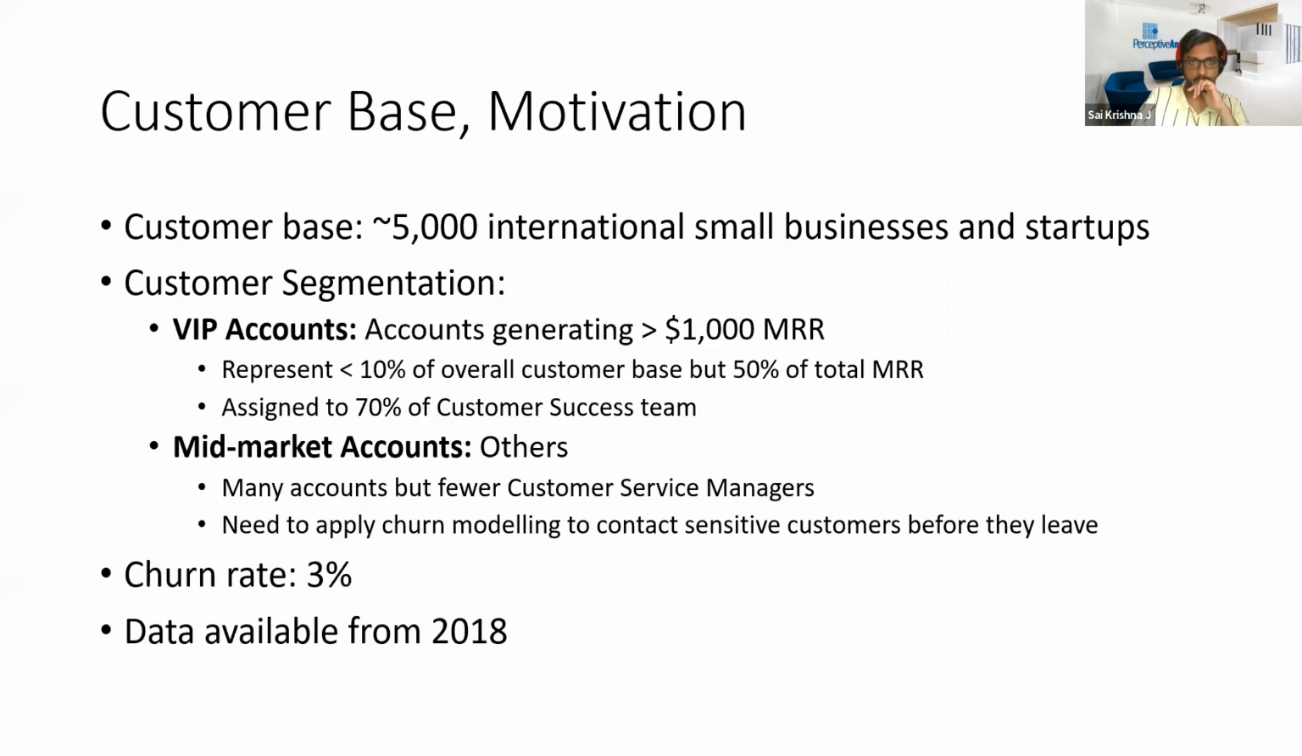Okay, we move on. So why did they pick up this churn modeling project? Looking at the customer base will give us an idea of why they wanted to do it. They have around 5,000 international customers, and these customers are small businesses or startup companies. They segment their customers into two types. Any customer generating more than $1,000 in monthly recurring revenue is called a VIP account.